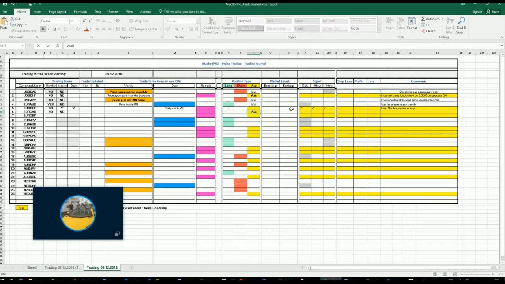And then just fill in, look again next week, or just check it. You're going to be checking it again next week, so you don't need to put anything in. No comments, okay? Nothing happening on that. Euro British pound.